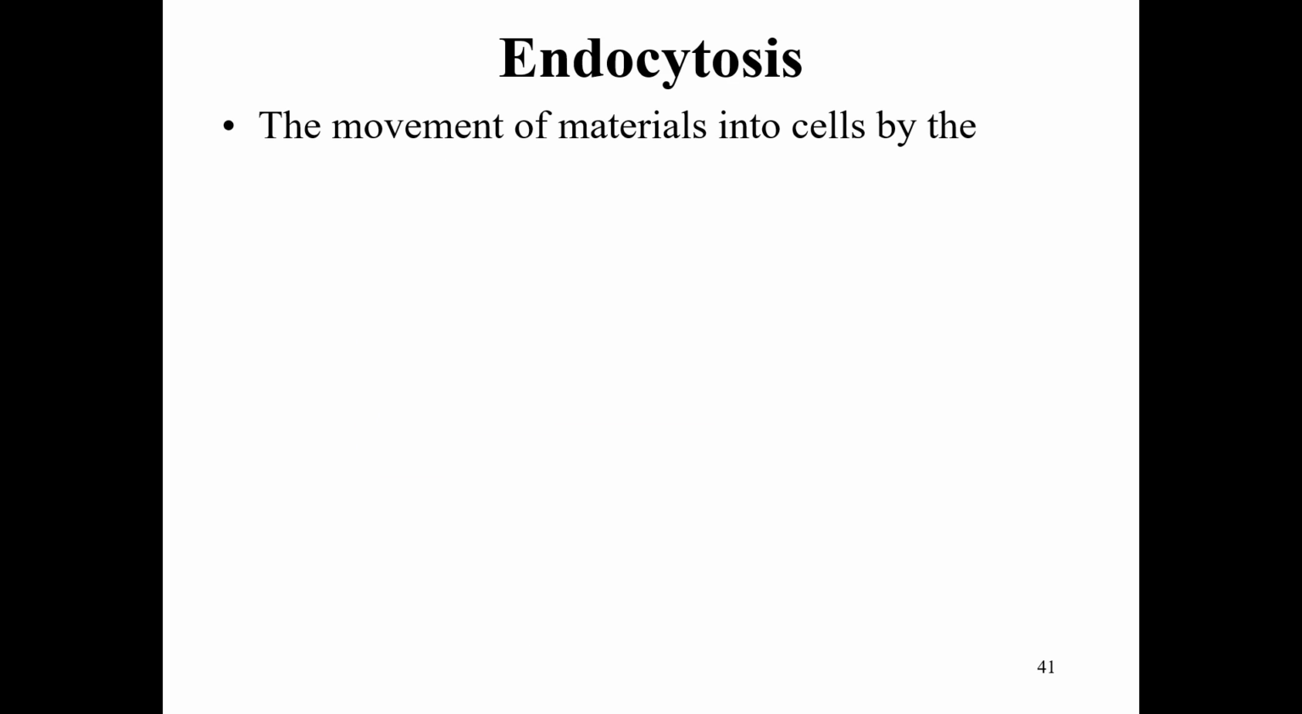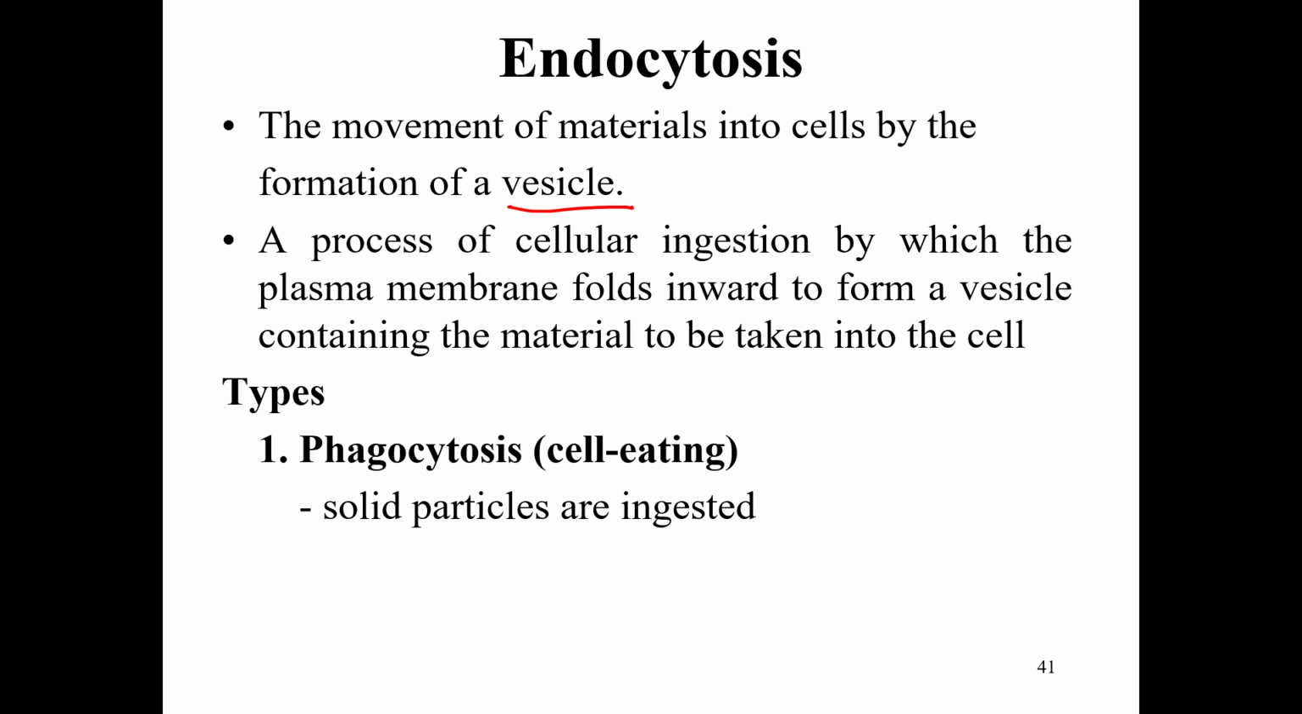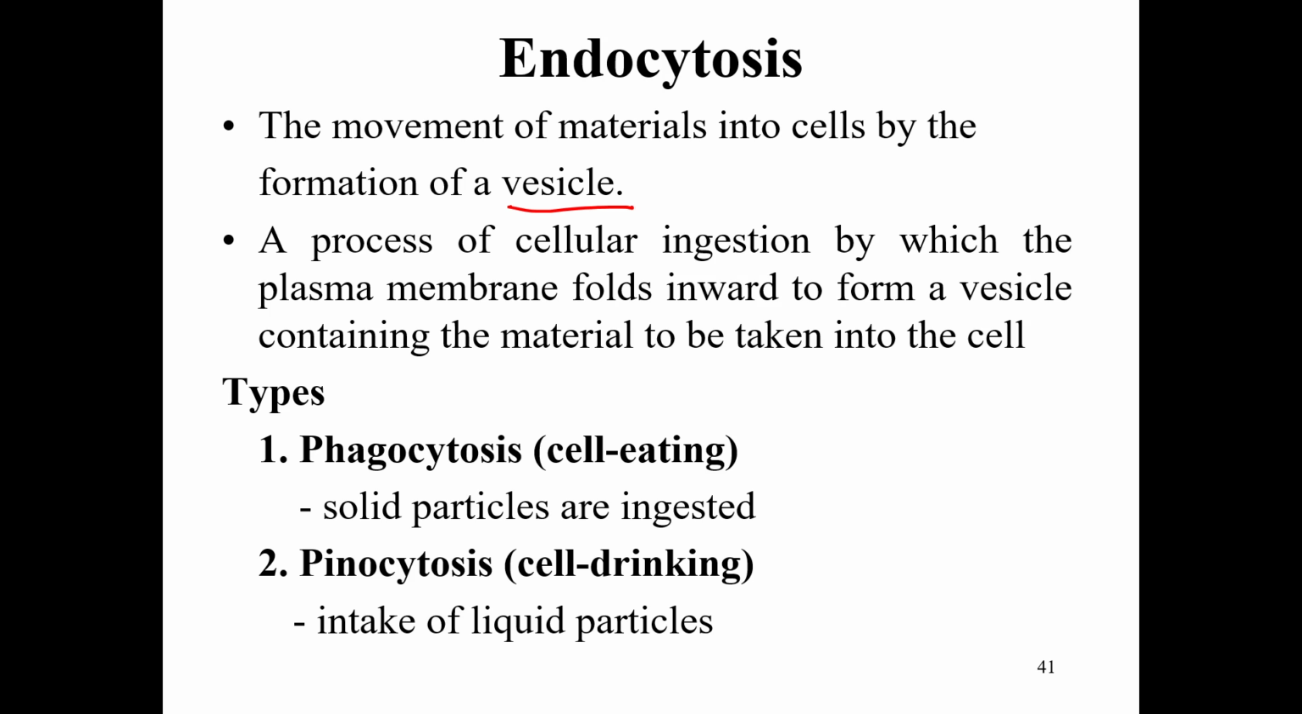Next, we have endocytosis. Endocytosis is the movement of materials into the cell by the formation of a vesicle. A vesicle you can think of as a pouch. It is the process of cellular ingestion by which the plasma membrane folds inward to form a vesicle containing the material to be taken into the cell. We have different types. First, phagocytosis, which is cell eating, in which solid particles are ingested. And we also have pinocytosis, which is cell drinking, the intake of liquid particles.